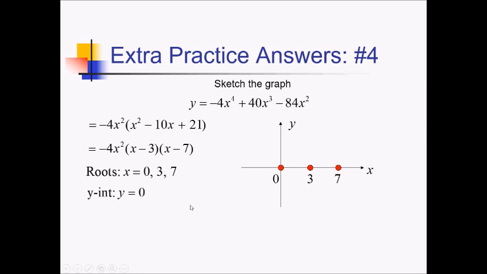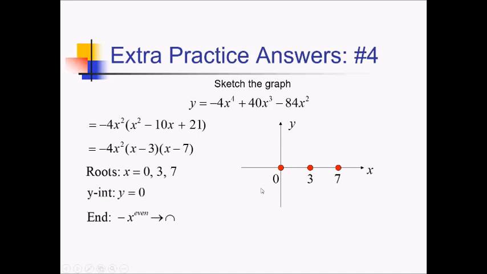So now looking at our end behavior, that's going to be determined by this lead term here, this -4x to the fourth. Since that is a negative x to an even power, that means this is going to behave like a -x squared, like an upside down parabola. In other words, we're going to be starting below the x-axis and ending below the x-axis.